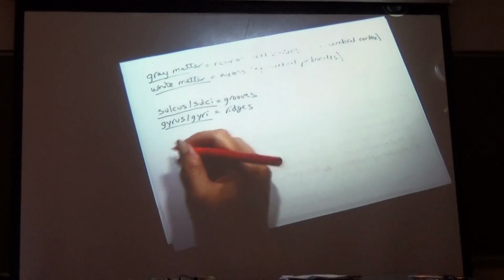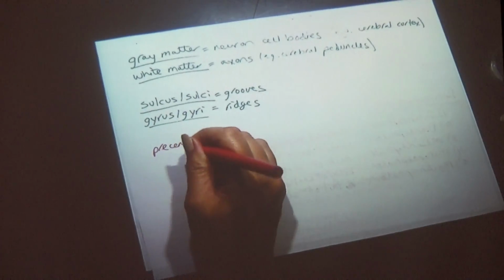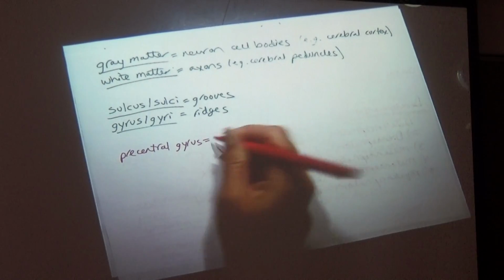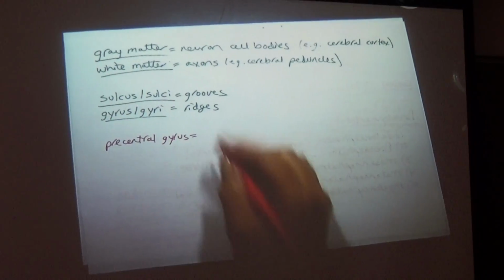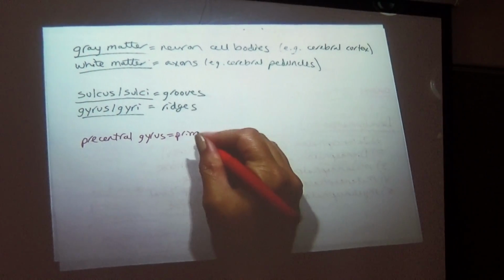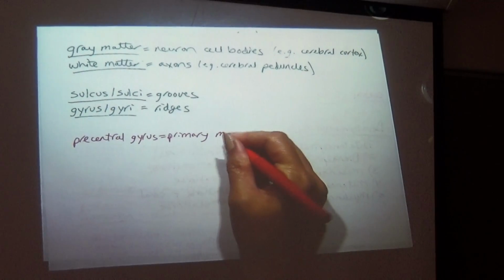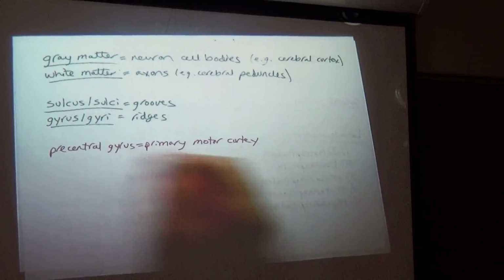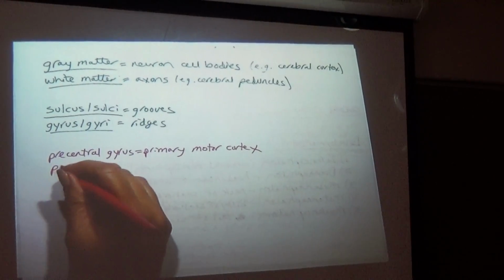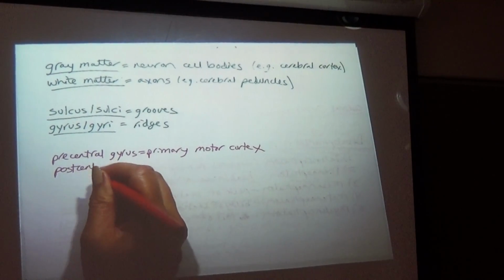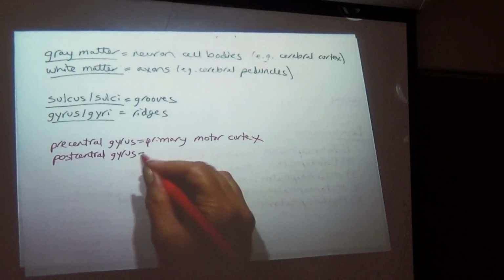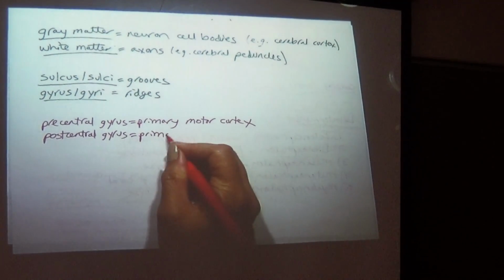So the precentral gyrus is the same exact thing as what we call the primary motor cortex. And the post-central gyrus is the same thing as the primary sensory cortex.